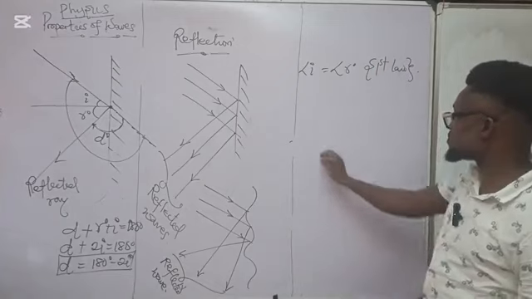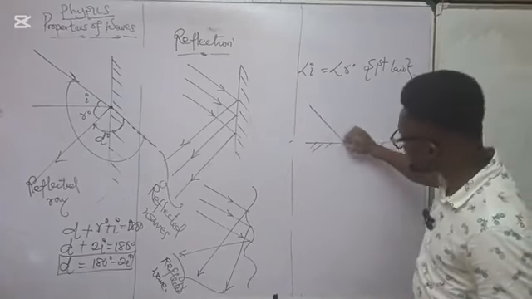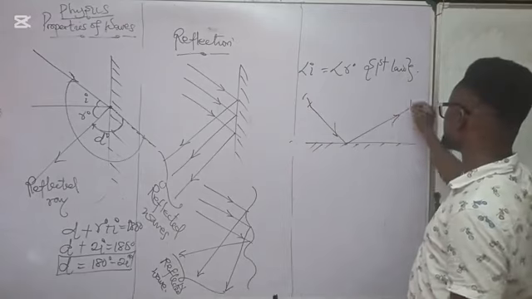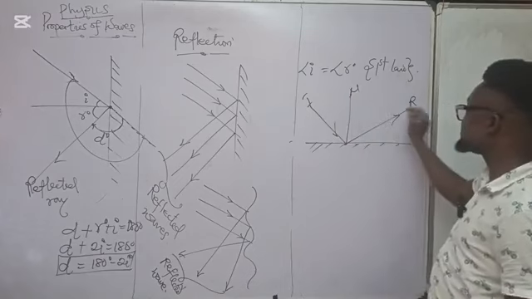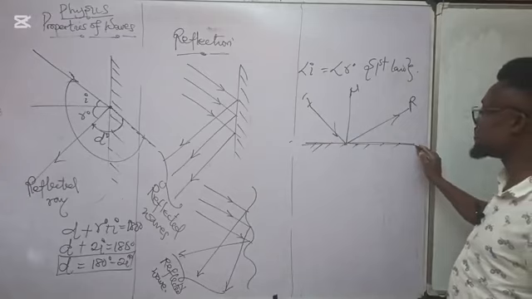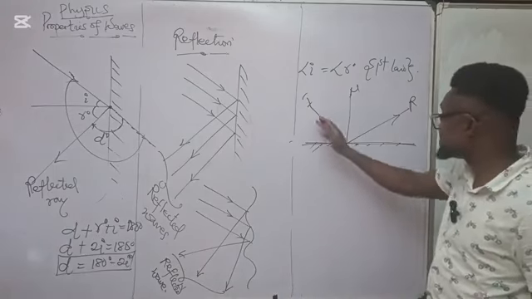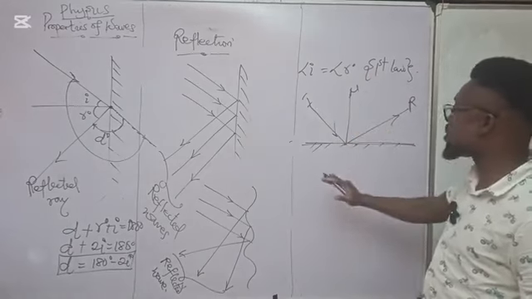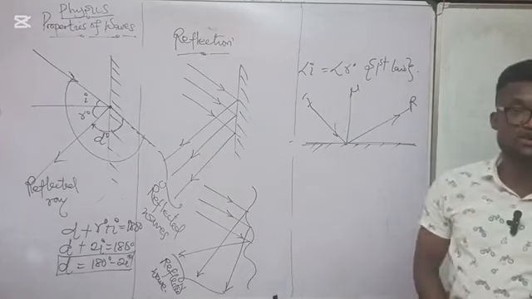Then coming to the second law, you see here the plane surface. Here is the incident ray, for example. Then we have the reflected ray. Then we have the normal. Now, all of the rays lie in the same plane here. So that gives what? The second law of reflection, which states that the incident ray, the reflected ray, and the normal all lie on the same plane.